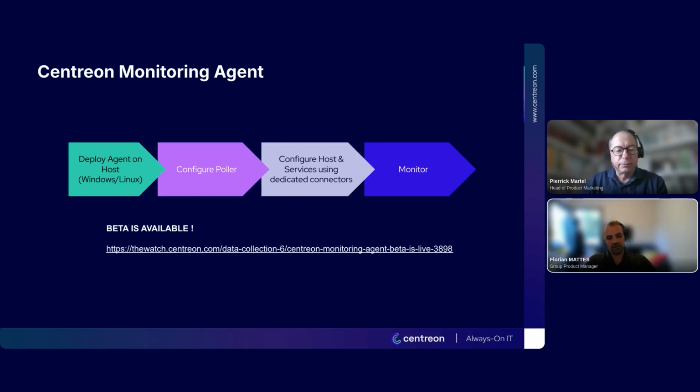And you can find all information for this beta on the watch, in a dedicated article and documentation. And the Centreon monitoring agent deployment is basically 4 steps. First one is to deploy the agent on a Windows or Linux host, to configure Polar, configure the host and services using dedicated connectors which were released some weeks ago with the October connectors release, and to monitor this stuff using Centreon.